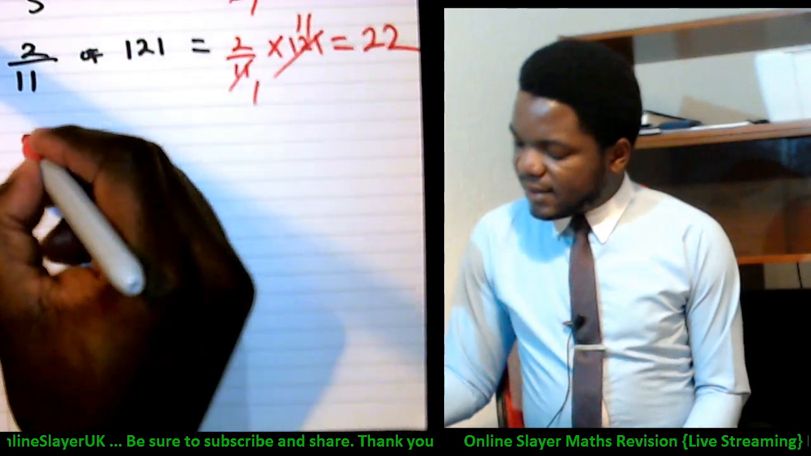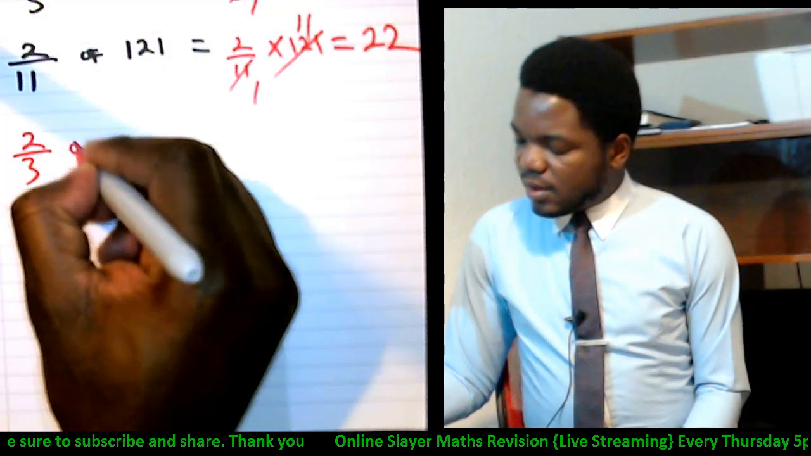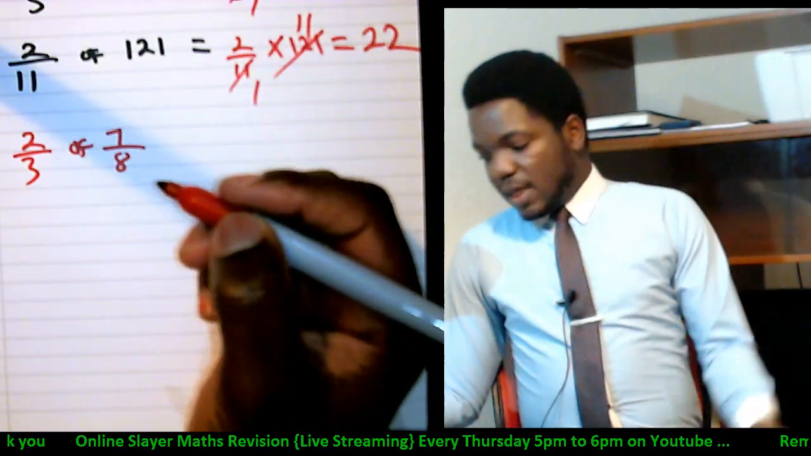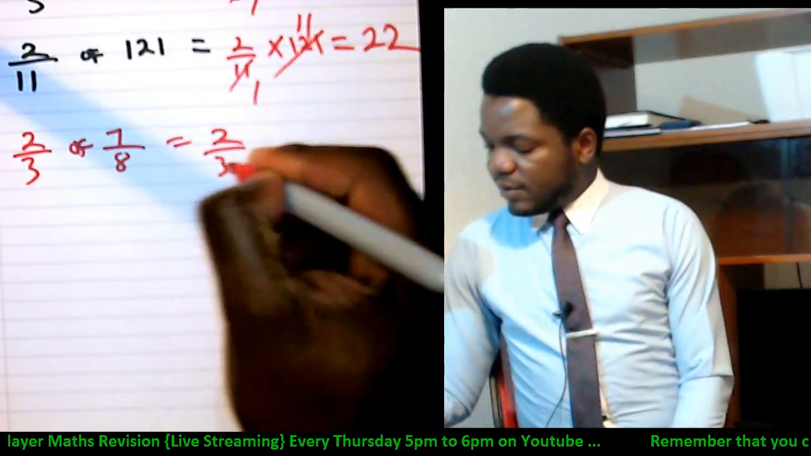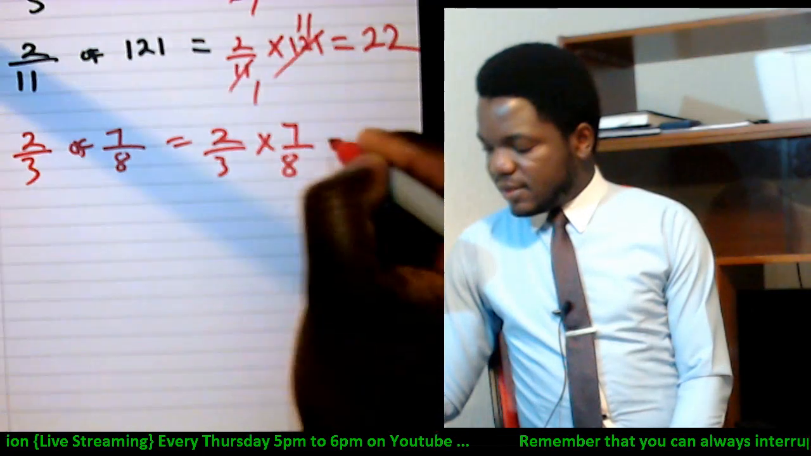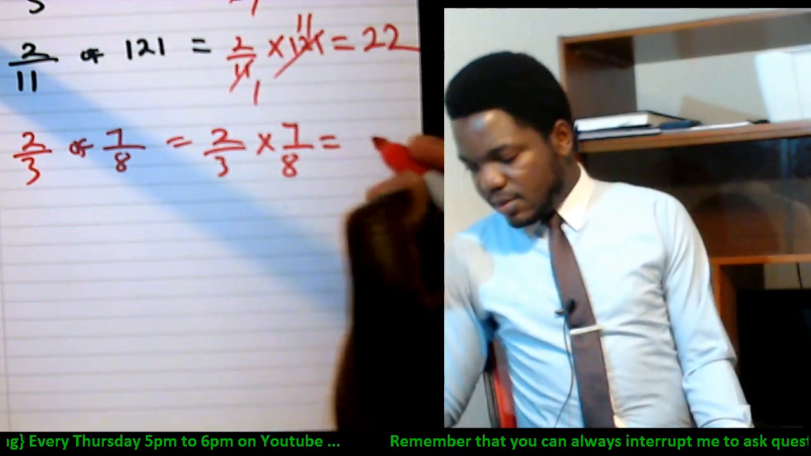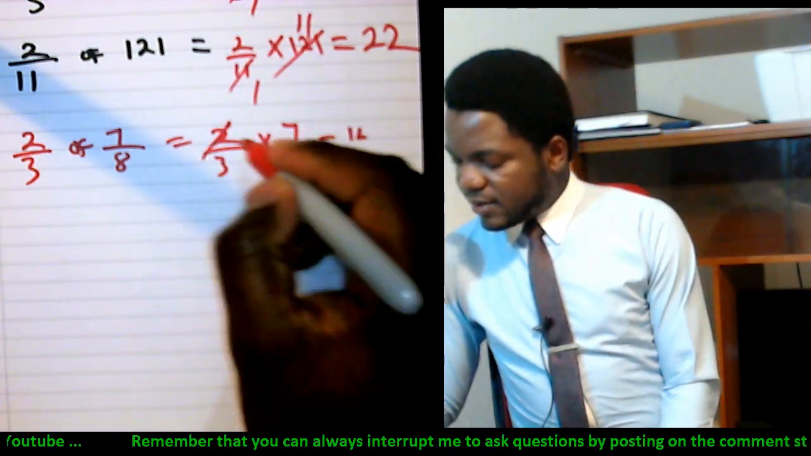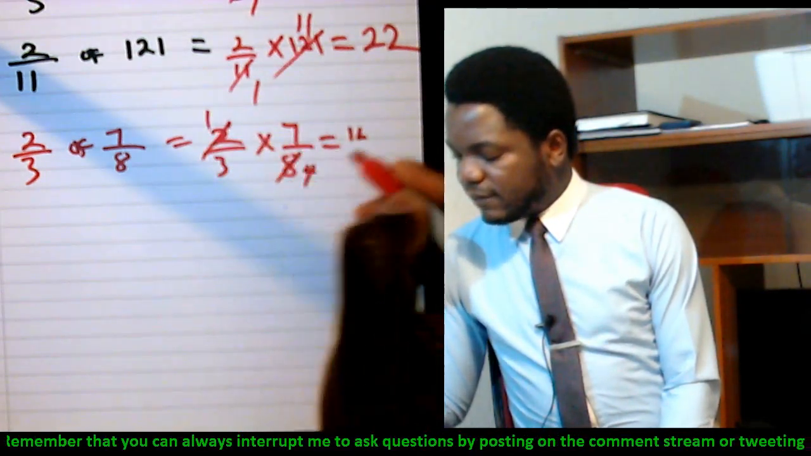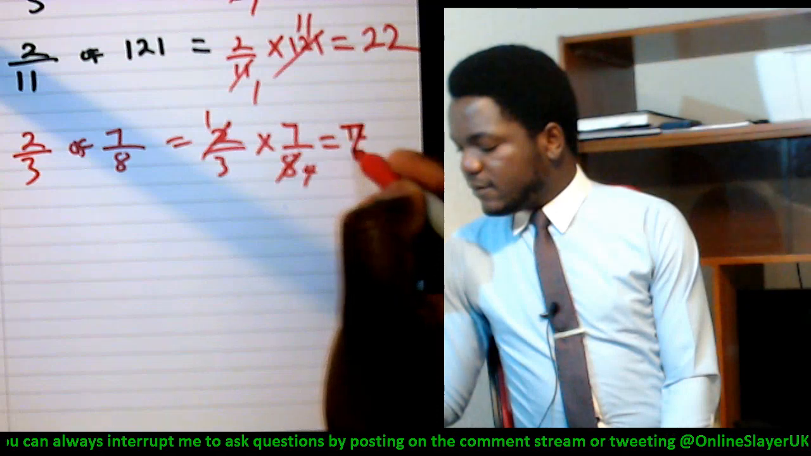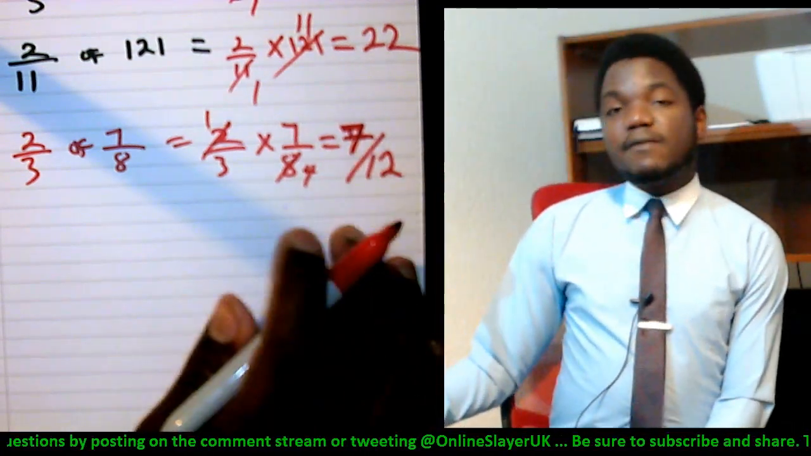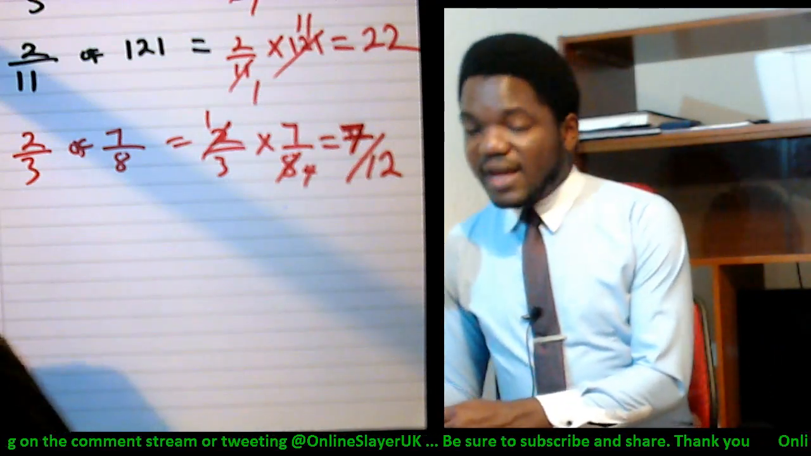What if I say 2 over 3 of 7 over 8? Like I said, it is 2 over 3 times 7 over 8. It's the same multiplication problem, and that gives you, well, 2 can go in 8, right? 2 in 2 is 1, 2 in 8 is 4. That's 7 over 12. So that is what "of" means.